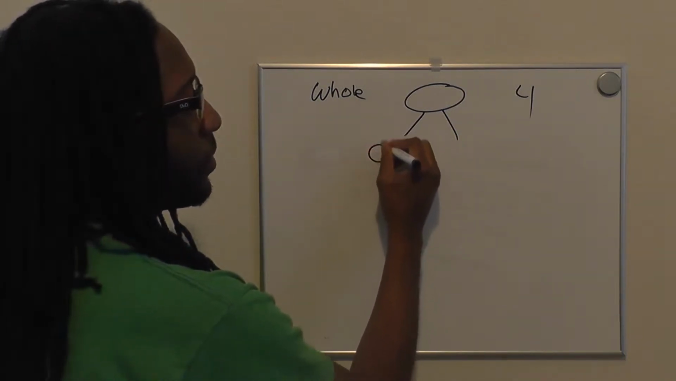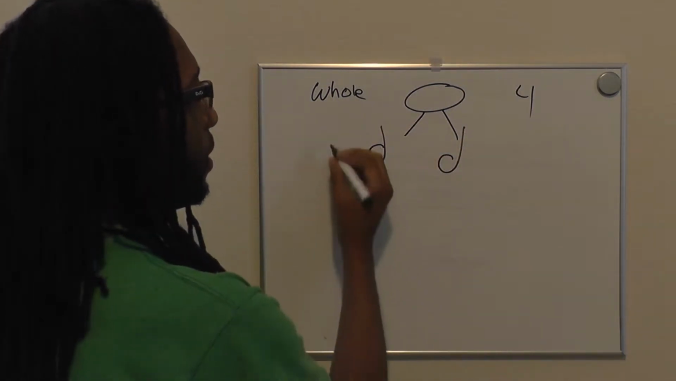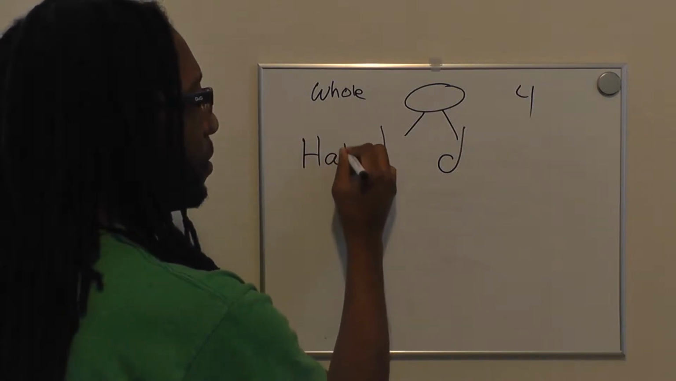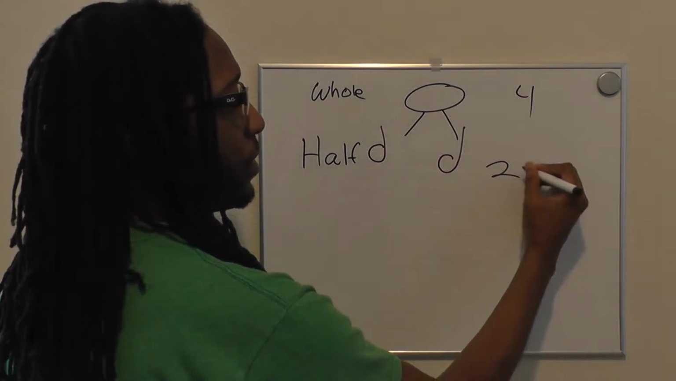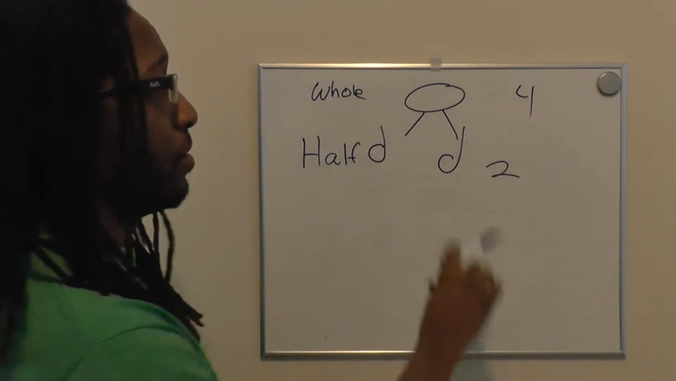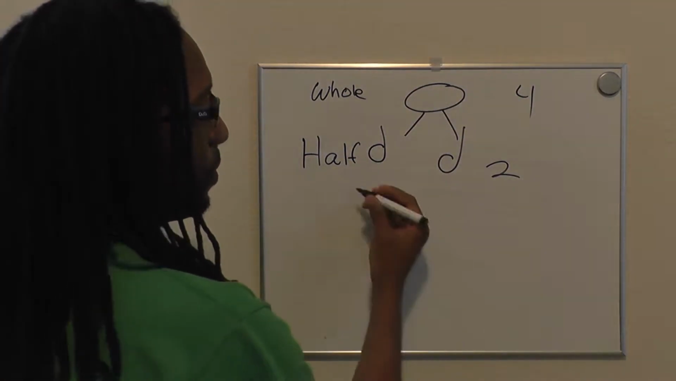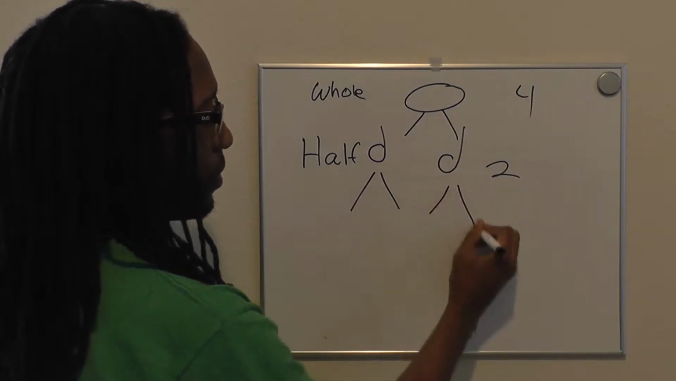We're going to have 2 of these. This is called a half note. It's worth 2 beats. Alright? So this is worth 4. Each one of these is worth 2. Break these down into 2 equal parts.